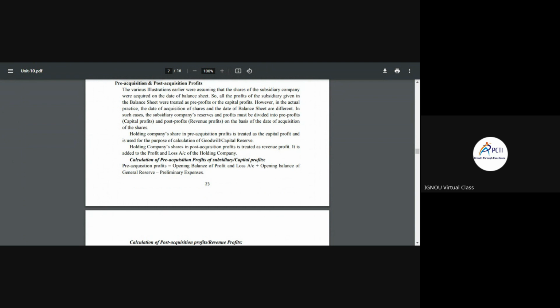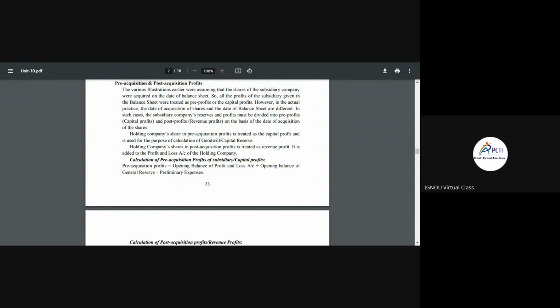So on the basis of the date of acquisition of the shares, we decide which is pre-acquisition profit, which we consider as capital profit, and which is post-acquisition profit, which will be considered as revenue profit. The holding company's share in pre-acquisition profit is treated as capital profit, which I already told you, and is used for the calculation of goodwill or capital reserve. Next, the holding company's share in post-acquisition profit is treated as revenue profit, and it is added to the P&L account of the holding company.